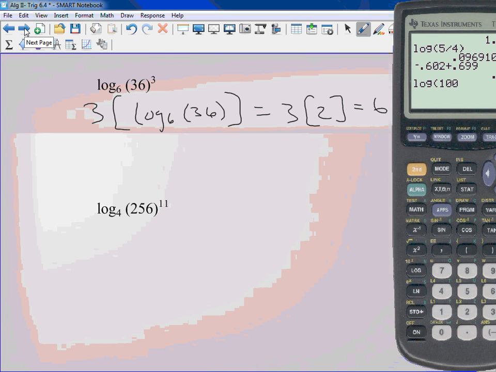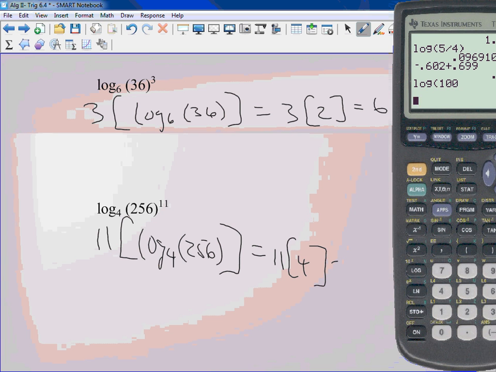Now, for the second one. This means 11 times log base 4 of 256. 4 to the what is 256? Let's see, 4 times 1 is 4, times 2 is 16, times 3 is 64, 64 times 4 is 256, so 11 times 4 is 44, that's your answer. No calculator needed.